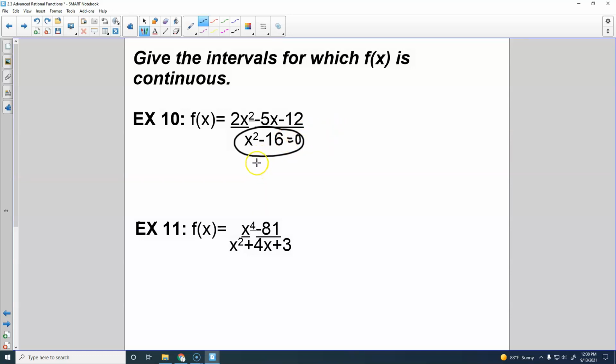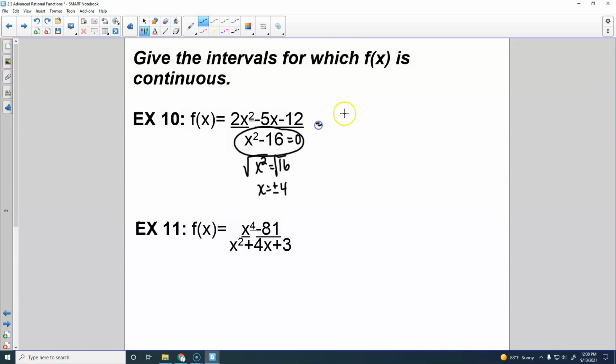And if we do that, we get x squared equals 16. How do I get rid of the square? Square root both sides. And so I'd get x equals 4. But when I square root both sides, what do I have to put? Plus or minus. So plus or minus 4, I have discontinuities.